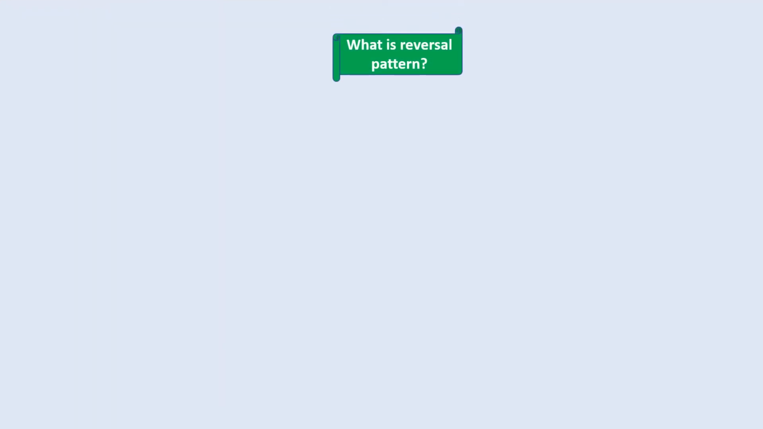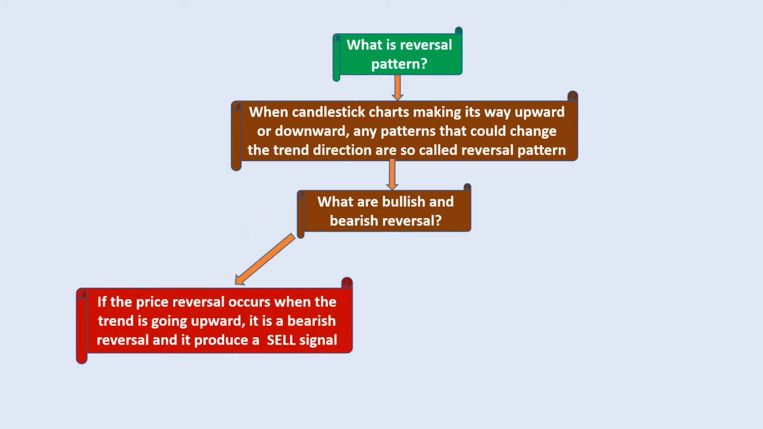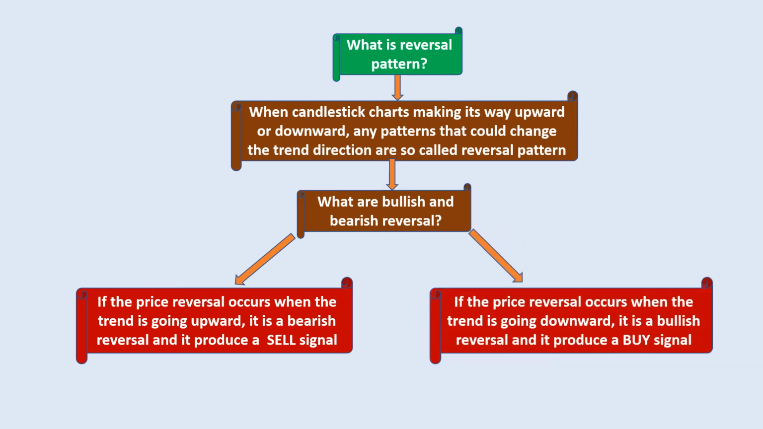What is reversal pattern? When candlestick chart is making its way upward or downward, any patterns that could change the trend direction are so-called reversal pattern. What are bullish and bearish reversal? If the price reversal occurs when the trend is going upward, it is a bearish reversal and it produces a sell signal. If the price reversal occurs when the trend is going downward, it is a bullish reversal and it produces a buy signal.